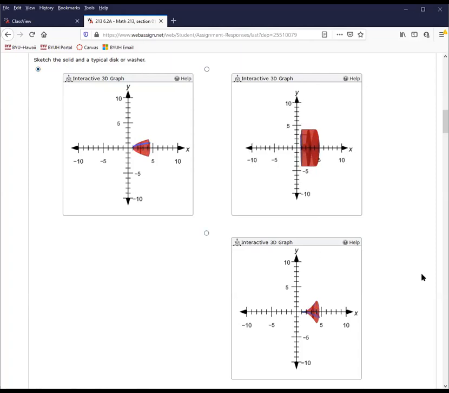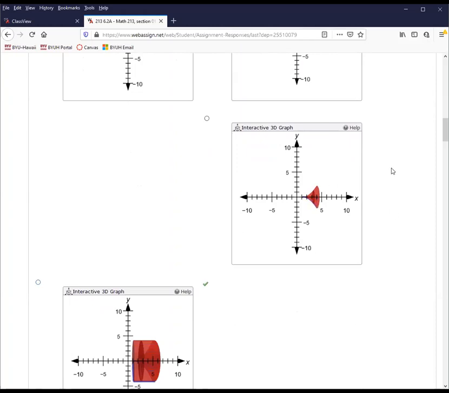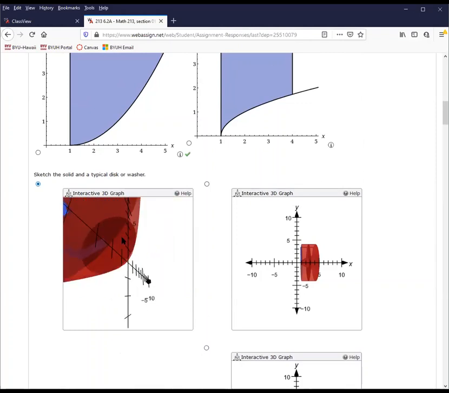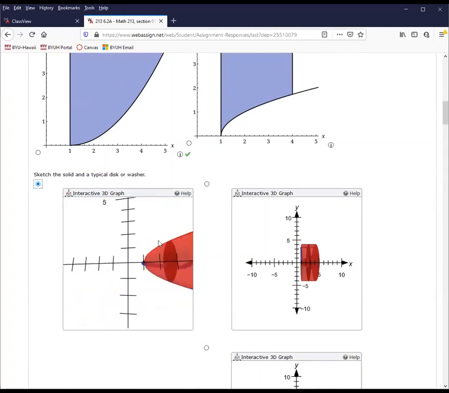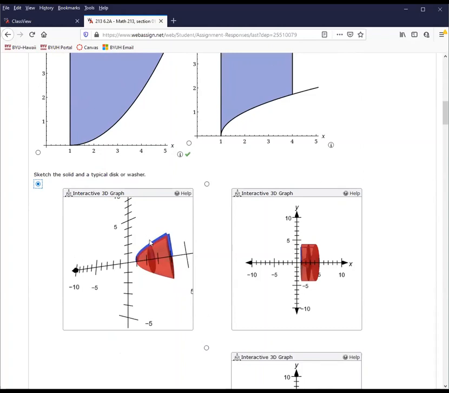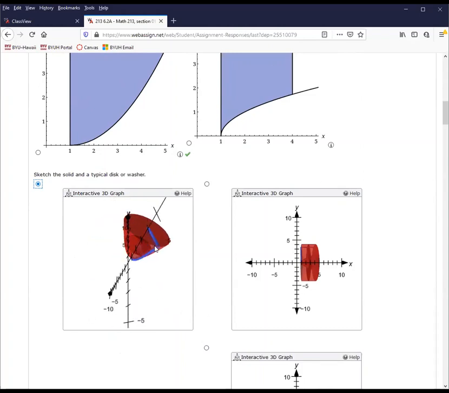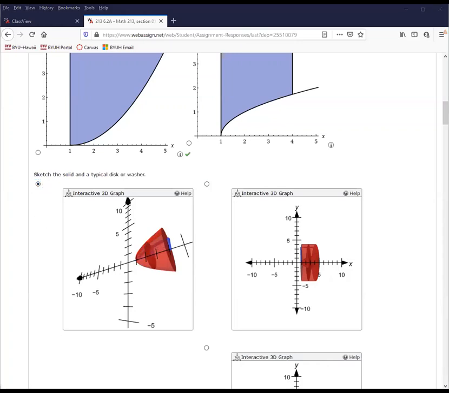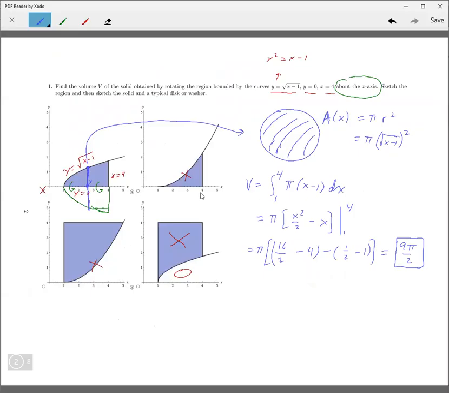And these are showing different regions being revolved around the x-axis. It's really this one right here. I guess you can interact with it a little bit. You can twist it around and see what's going on, get different looks at it from different angles. So I guess that's kind of interesting. And then it shows a typical cross section right there in the middle, that dark red shaded region. Okay, so it's good to look at the interactive graphs. Okay, let's go back to the problems. Okay, let's go to the next one.